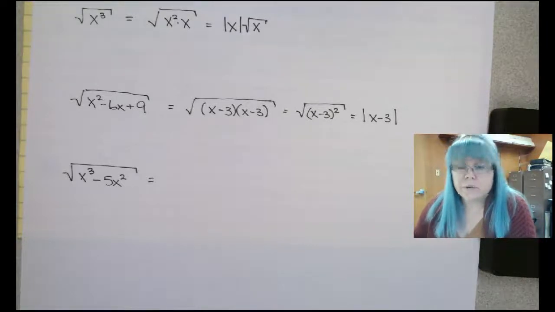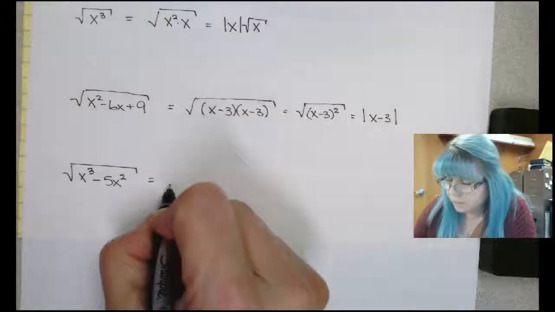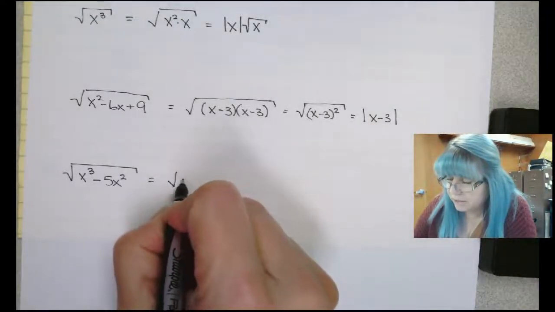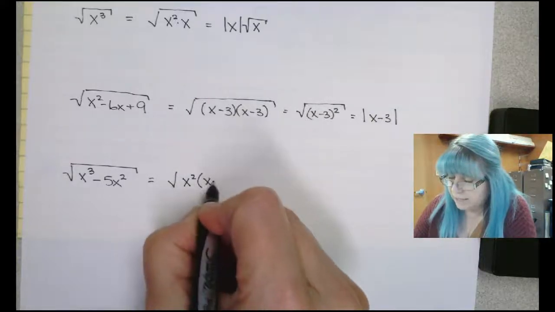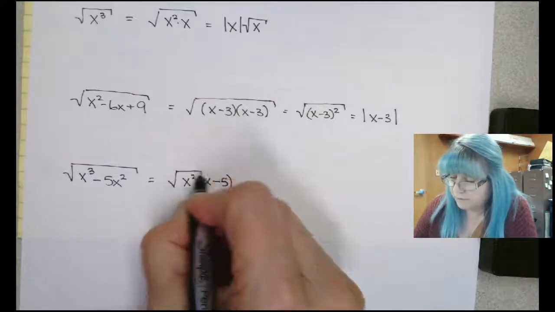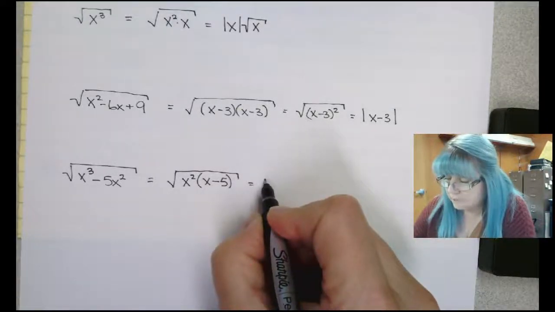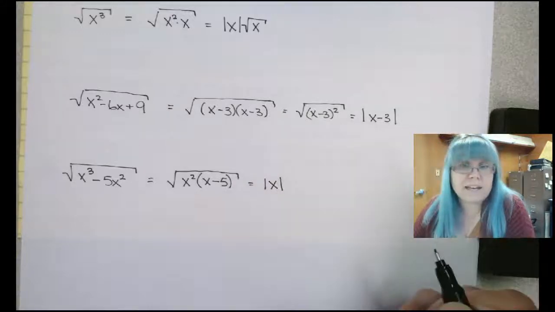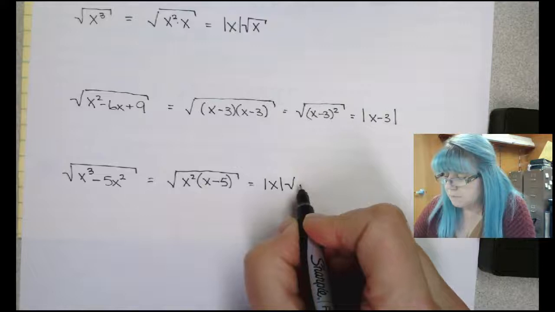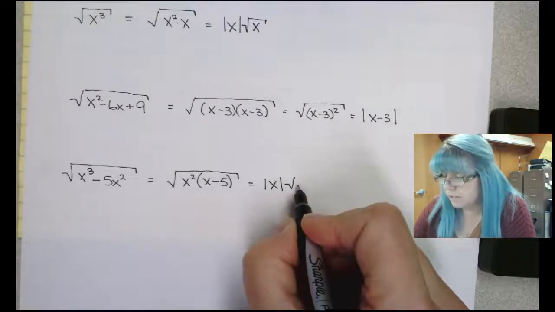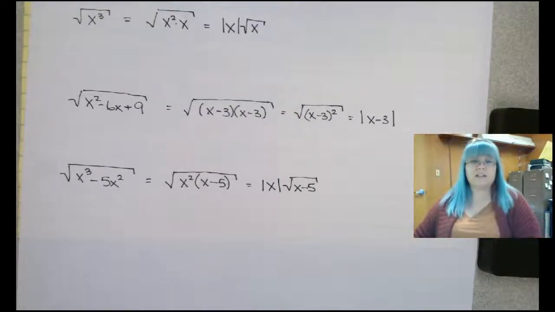Let's take the square root of x cubed minus 5x squared. The first thing we want to do is factor it and see if anything can be simplified. I can factor an x squared, leaving x minus 5. And then I can simplify, bringing out the x, but again, I don't know if that x is positive or negative, so I am going to put the absolute value markers around it. Absolute value of x times the square root of x minus 5.